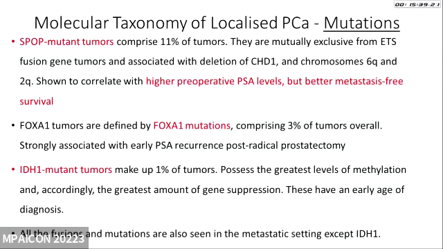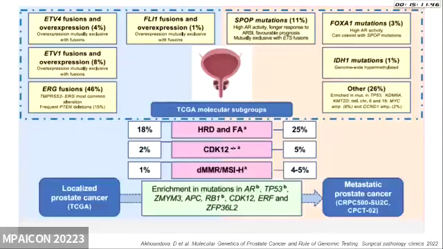FOXA1 mutations are associated with early PSA recurrence post-prostatectomy, and IDH1 mutations make up 1% of the tumors, and they actually possess the greatest levels of methylation and accordingly the greatest amount of gene suppression, and they usually have an early age of diagnosis. All the fusions and mutations are also seen in the metastatic setting except the IDH1 mutation.